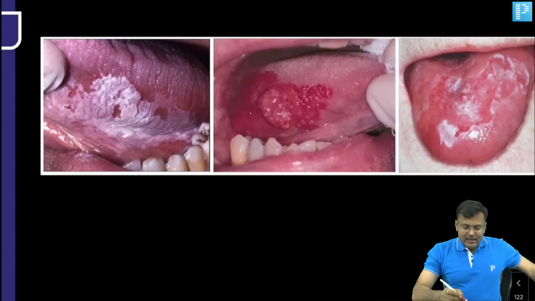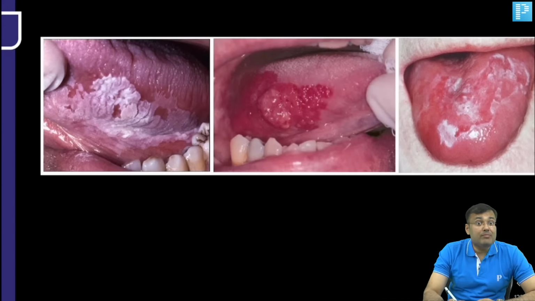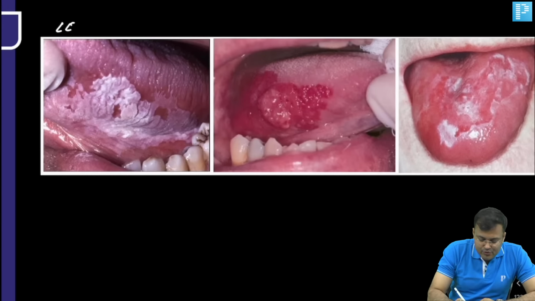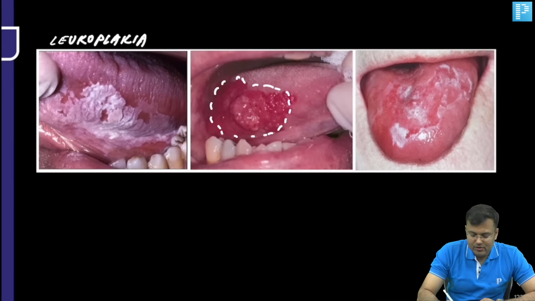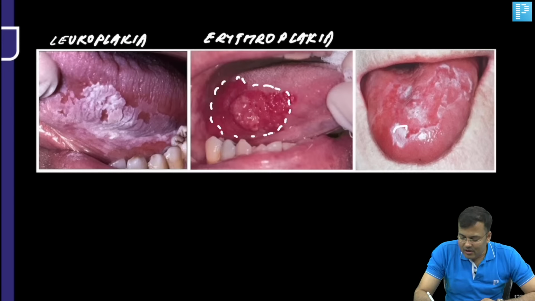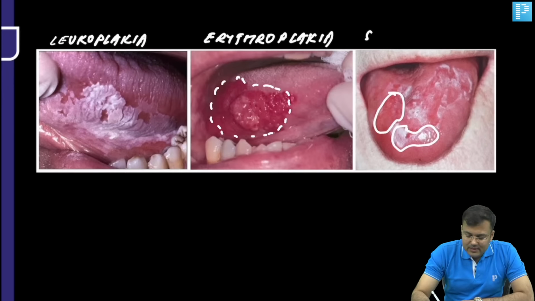Tell me first one, can you see this whitish patch which cannot be rubbed off? This is leukoplakia. You can see here, this is reddish mucosal plaque. You know what's the name? Erythroplakia. So, this is reddish mucosal plaque, the name is erythroplakia, and you can see this one, whitish patch intermingled with reddish plaque, this is speckled erythroplakia.